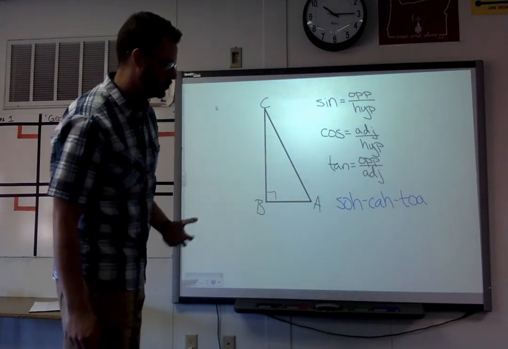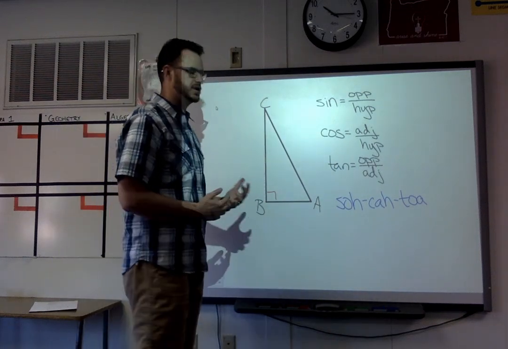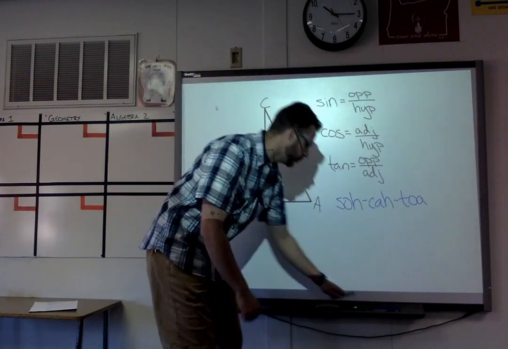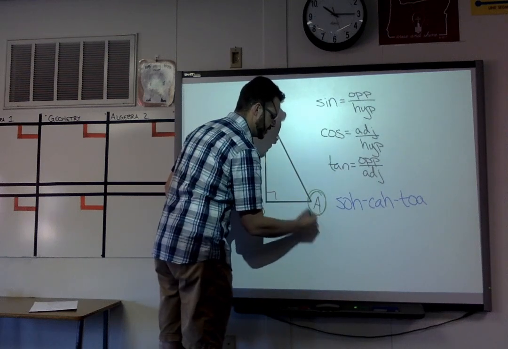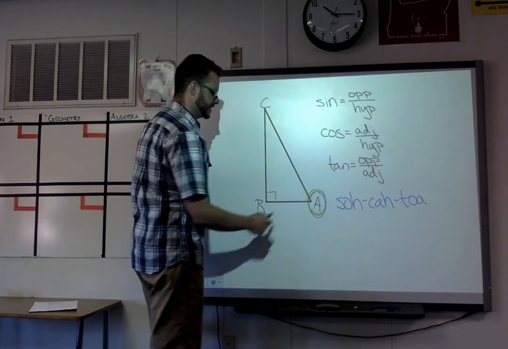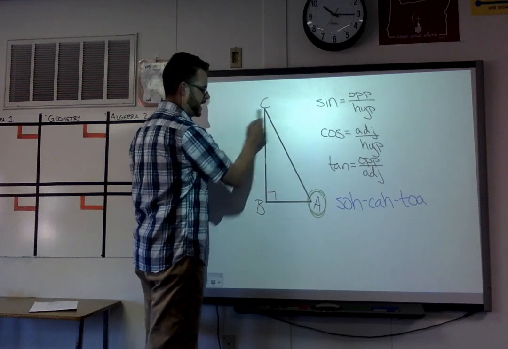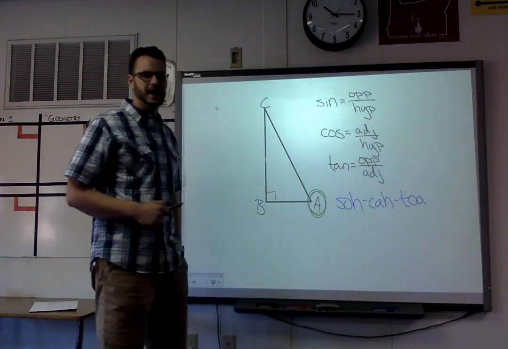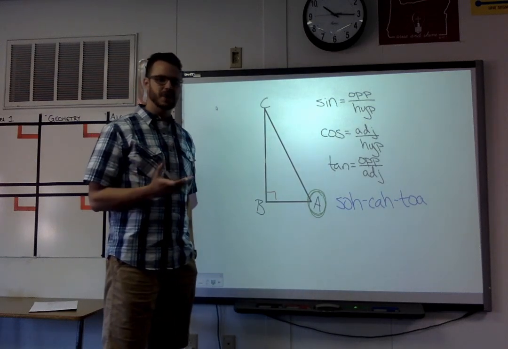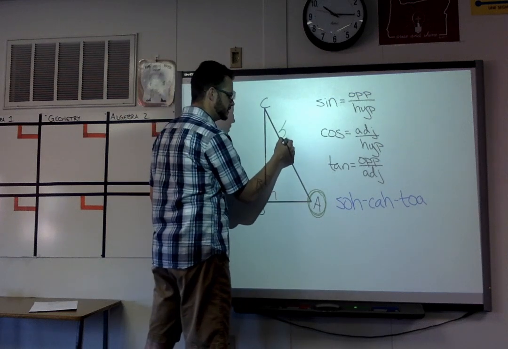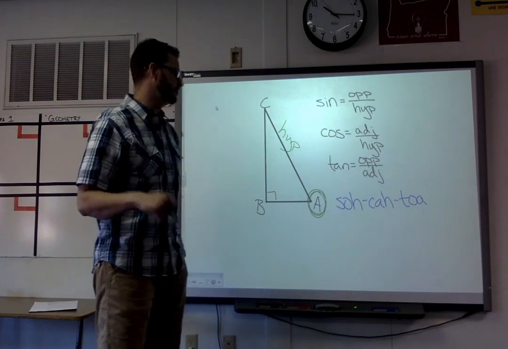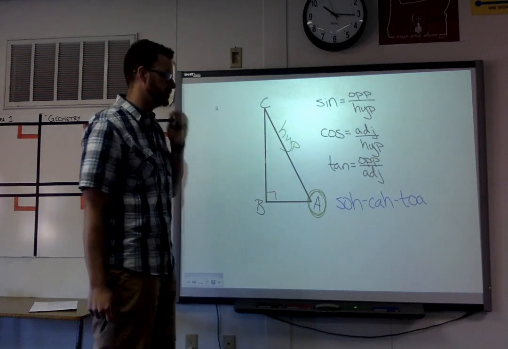To determine which side is which between the opposite, the adjacent, and the hypotenuse, it just depends on what information you are given. Let's say we're working with angle A right here. We have three angles, A, B, and C, and we have three sides, AB, BC, and AC. If we're working with angle A, the hypotenuse is always the longest side of the triangle.